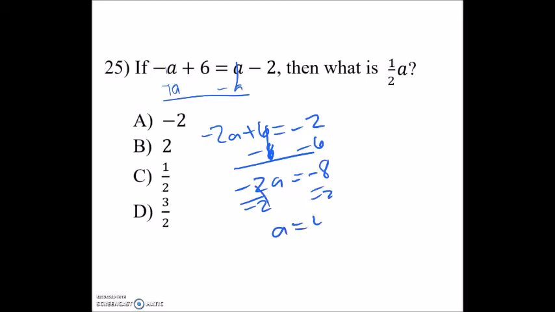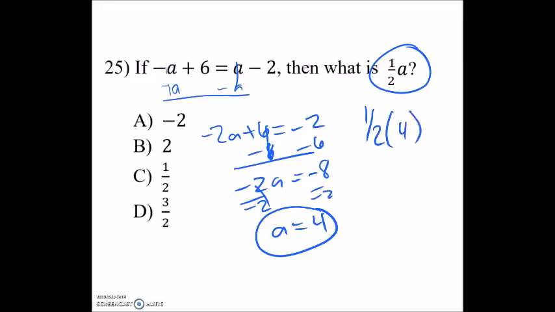So a is 4. At first glance, I'm like, hello, a equals 4 is not there, but the question is asking for 1/2 a. So what is 1/2 times the a I just got? Half of 4 is 2. The answer is B.